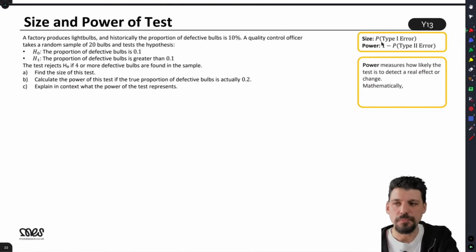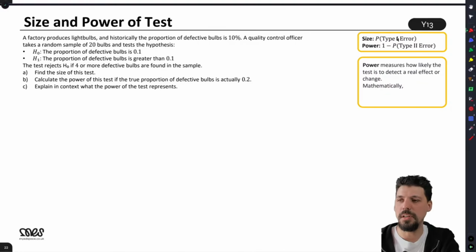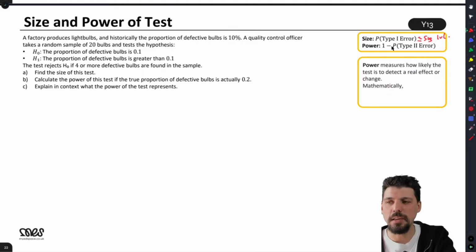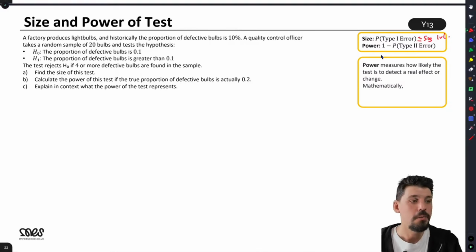Right, now, just key terminology that we need to know. The size of a test is the probability of a type 1 error. And again, quite often, it's the significance level. Now, the power is 1 minus the probability of type 2 error, i.e. the probability of not making a type 2 error. Basically, it tells you how sensitive the test is, and you want to have an idea of how sensitive your test is.